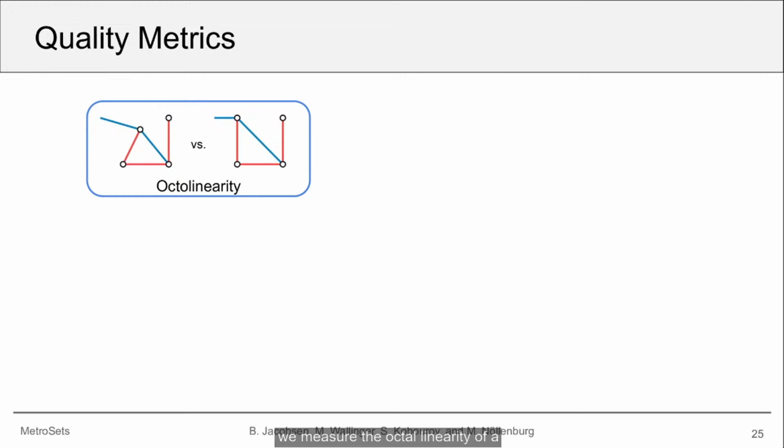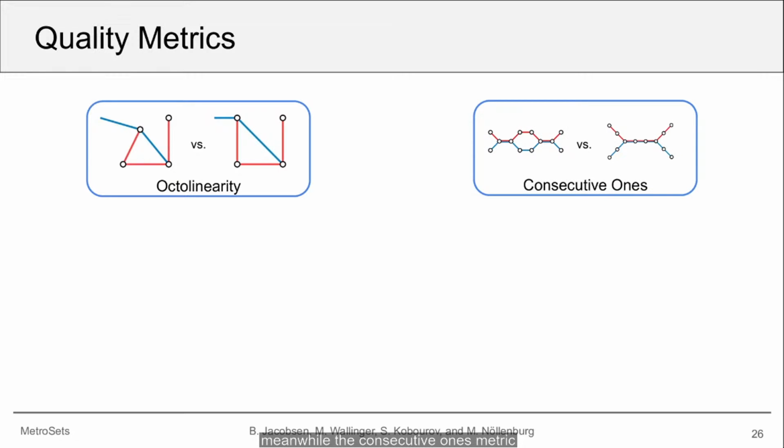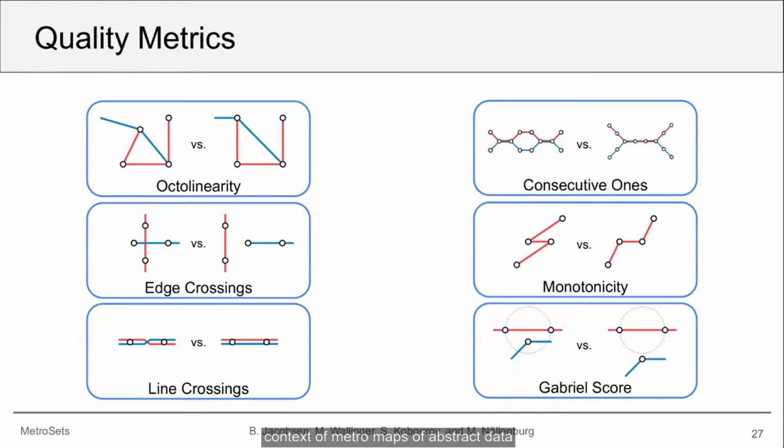For example, we measure the octolinearity of a drawing, which is the extent to which all of its angles are multiples of 45 degrees. Meanwhile, the consecutive ones metric counts the number of times that two lines run in parallel, split apart, and then rejoin. This metric is a novel contribution, as measuring it only makes sense in the context of metromaps of abstract data. We present and measure other metrics similarly, and we've used them to perform extensive quantitative analysis of our system.